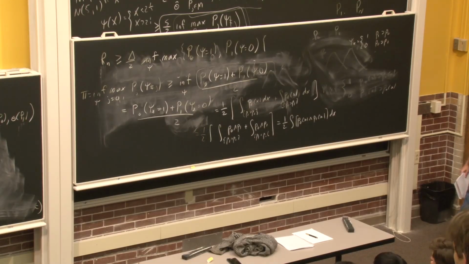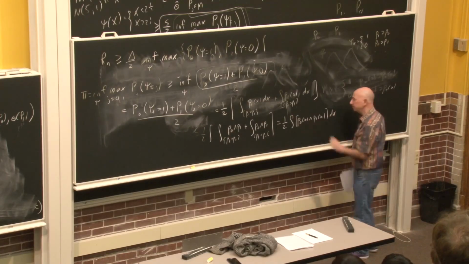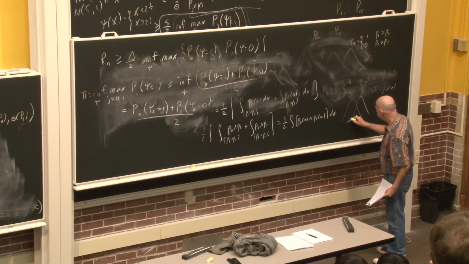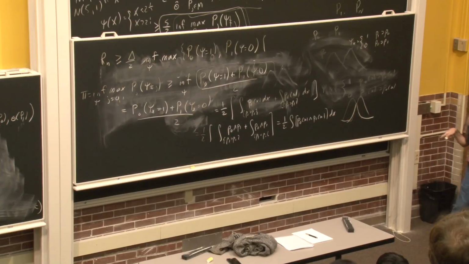So now we actually have something you could compute. If you give me two densities, you could actually compute this. You just take the two densities. You take the minimum, so that would look like this. And you integrate it. And that's something in a lot of cases you could just compute by brute force.